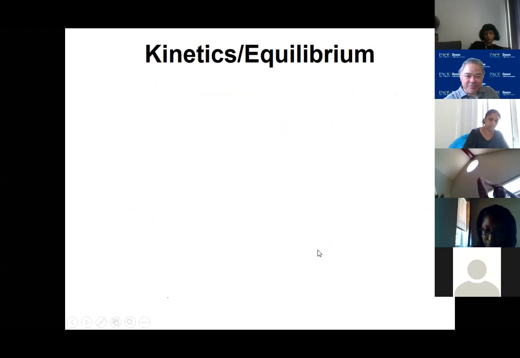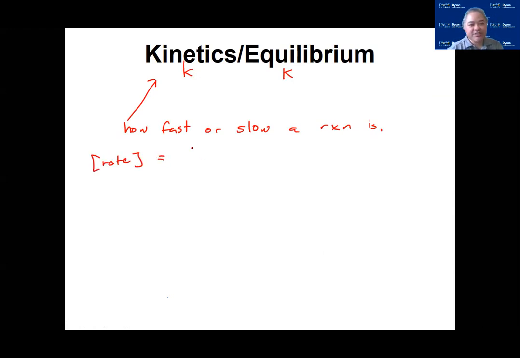Kinetics and equilibrium, I just have, we could say, 2 letters here. This is the small k, and this is the big K. So when you say kinetics, how fast or slow a reaction is. So you have here the rate, which is just equal to the concentration over time. So change of concentration over change in time.